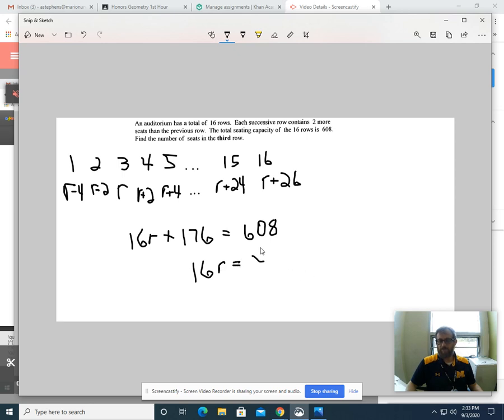And now I'm just going to divide. I'm going to divide both sides by 16, and that comes out to be 27. So there are 27 seats in the third row.